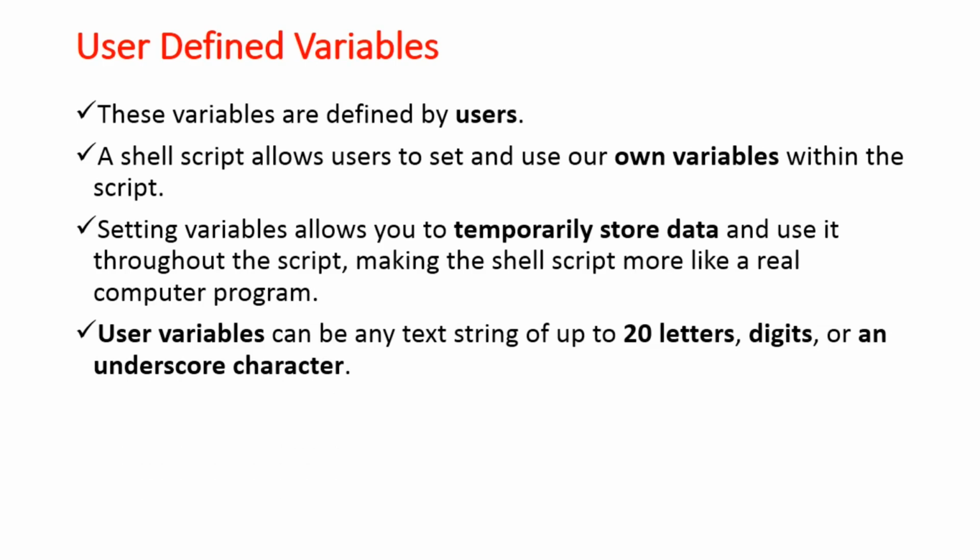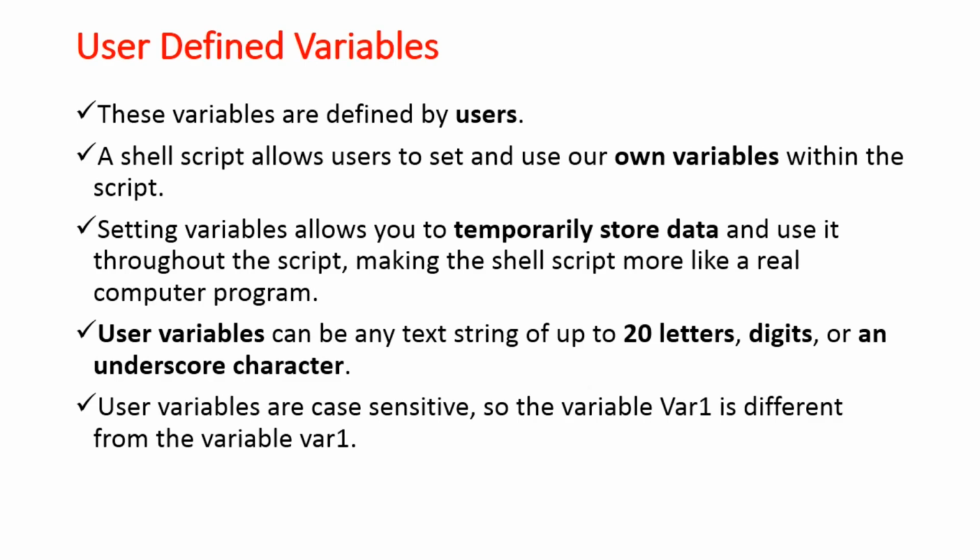Okay, so now all the user variables may be letters, digits, or an underscore character. So here in the Unix system, the user variables are case sensitive. For example, here the variable capital VAR1 is different from the variable small var1. Both are different. So here all the user-defined variables will be case sensitive.